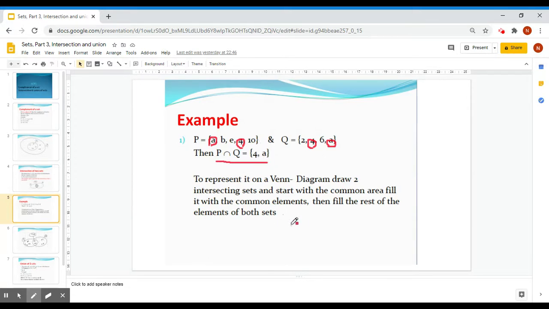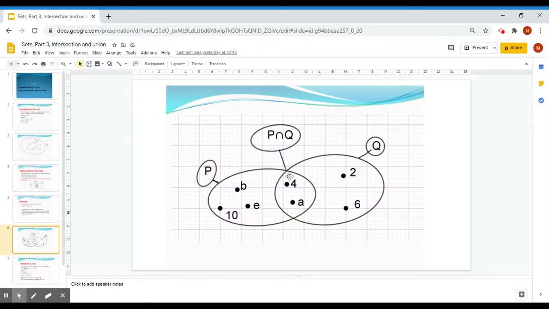Now, if I want to draw a Venn diagram about these two sets, first, since they are intersecting, I draw two intersecting sets, and here, which represents the intersection of the two sets, I place the common elements. Then here I put the remaining elements of P, and here I put the remaining elements of Q.